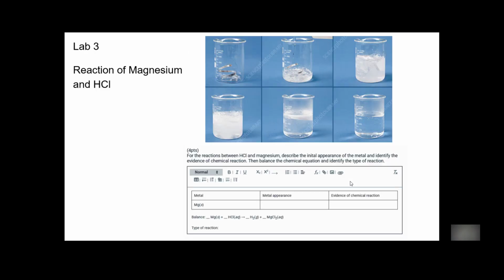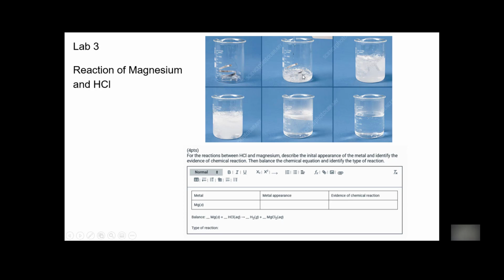Now, this picture does not match LabFlow because I don't like some of the pictures LabFlow gave you. They gave you one, and you're supposed to determine everything from one picture. I don't like that. So on this one, this is a reaction of magnesium and HCl. Here's the reaction. It's giving you some information.